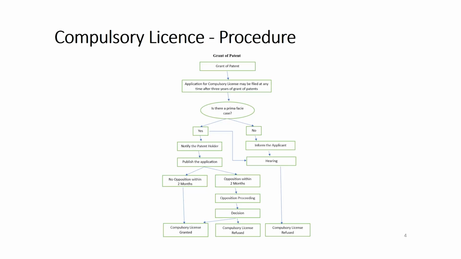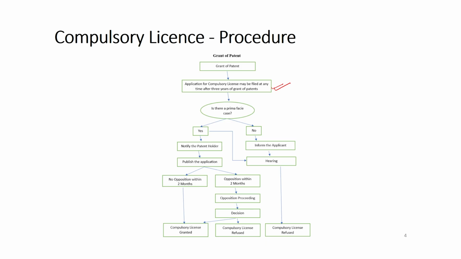You can see the procedure is mentioned on this chart, how to go about claiming compulsory license. It all starts after grant of patent. Once the patent is granted and 3 years have elapsed since the grant, an application for compulsory license may be filed by anyone after 3 years from the grant of patent. Let me tell you once again that the date of grant of patent is the date of filing of your application.